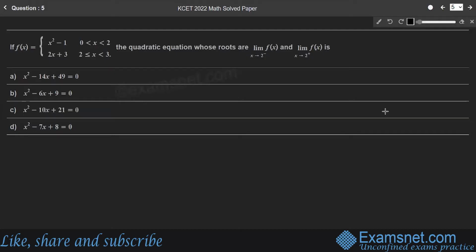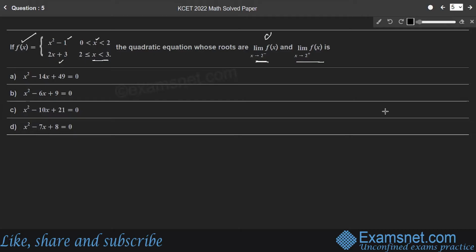Question number 5. If f of x is equal to x square minus 1, where x lies between 0 and 2, and f of x is equal to 2x plus 3, where 2 is less than or equal to x less than 3, the quadratic equation whose roots are limit f of x as x approaches 2 from below, right? And another root is limit f of x as x approaches 2 from above. Right? These are the two roots.